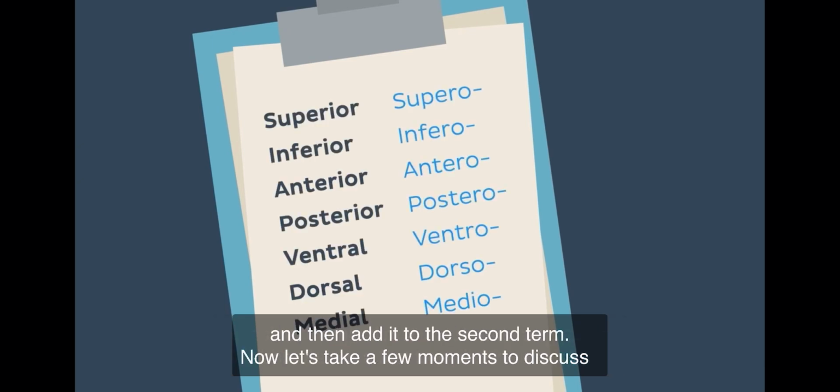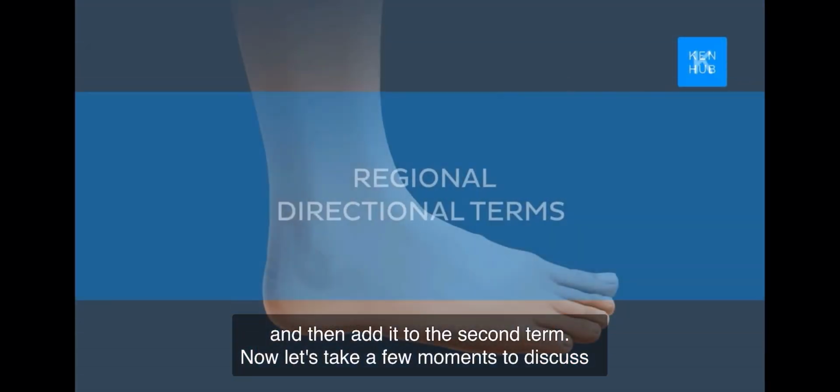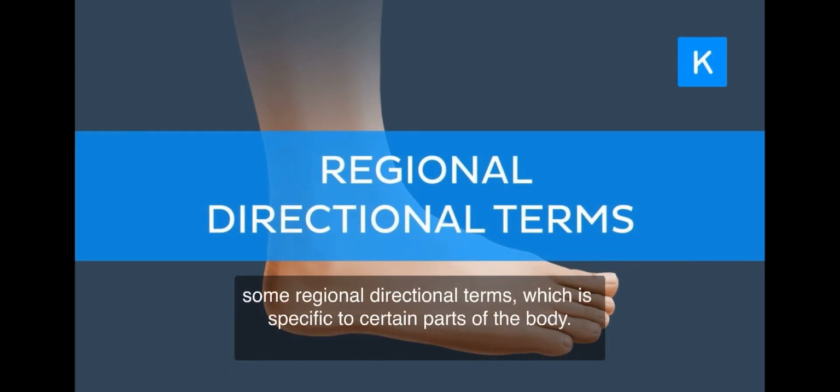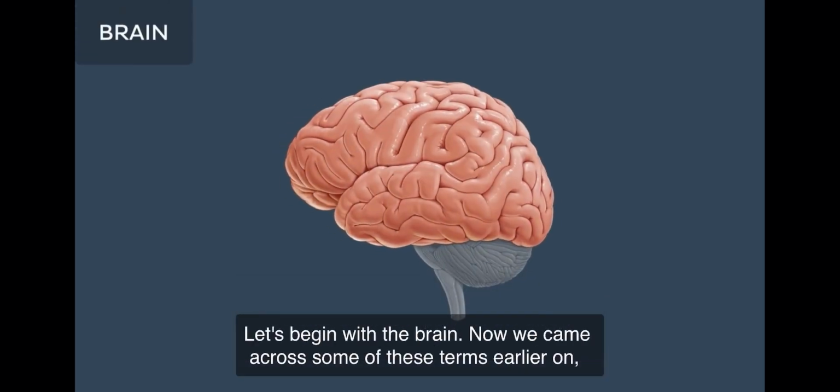To combine the two directional terms, we usually abbreviate the first term, like in this list, and then add it to the second term. Now let's take a few moments to discuss some regional directional terms, which are specific to certain parts of the body. Let's begin with the brain.